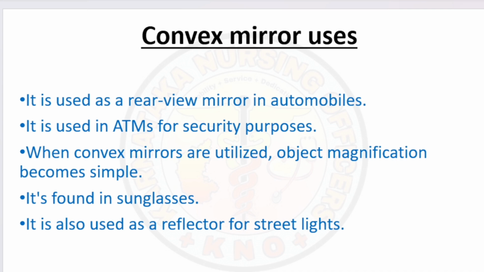So for extra information, I have given the uses of convex mirror here. It is used as a rear view mirror in automobiles. It is used in ATMs for security purposes. When convex mirrors are utilized, object magnification becomes simple. Okay, to magnify objects we use convex mirrors. It's found in sunglasses, and it is also used as a reflector for street lights. So these are the applications of convex mirror.